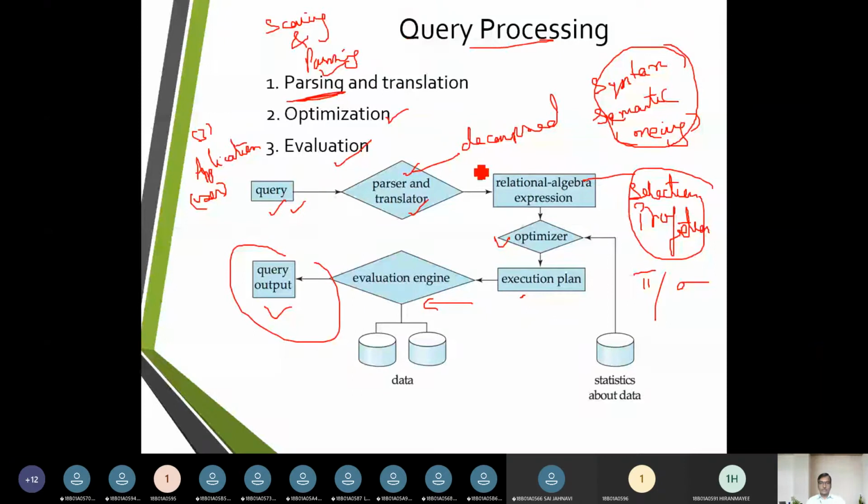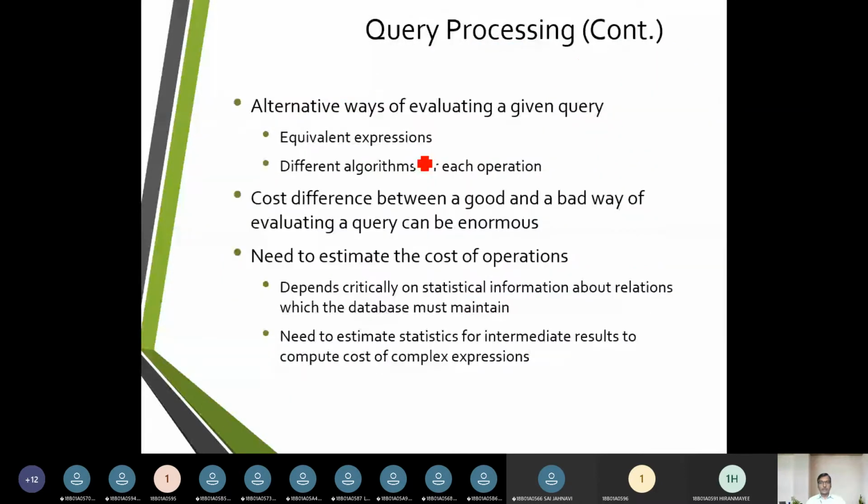In query processing, the main task is that it needs to estimate the query cost, and it is going to evaluate the expression. How is it going to evaluate the expression? It is going to use relational algebra, and it is going to use tuple calculus.